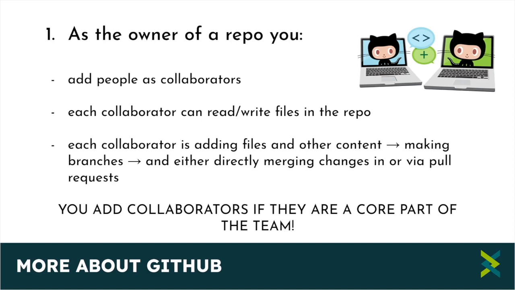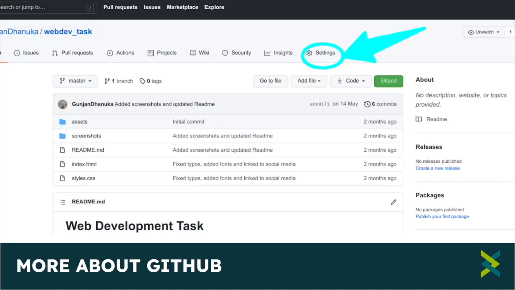They can make changes. So you should add collaborators only if they are a core part of the team, right? If they are an integral part of the team, like 3 or 4 of your friends working on a repository, then it is essential to add them as collaborators. But in other cases, when your project is a public project, it is mostly recommended not to add people as collaborators. So these are the steps on how you can add a collaborator.